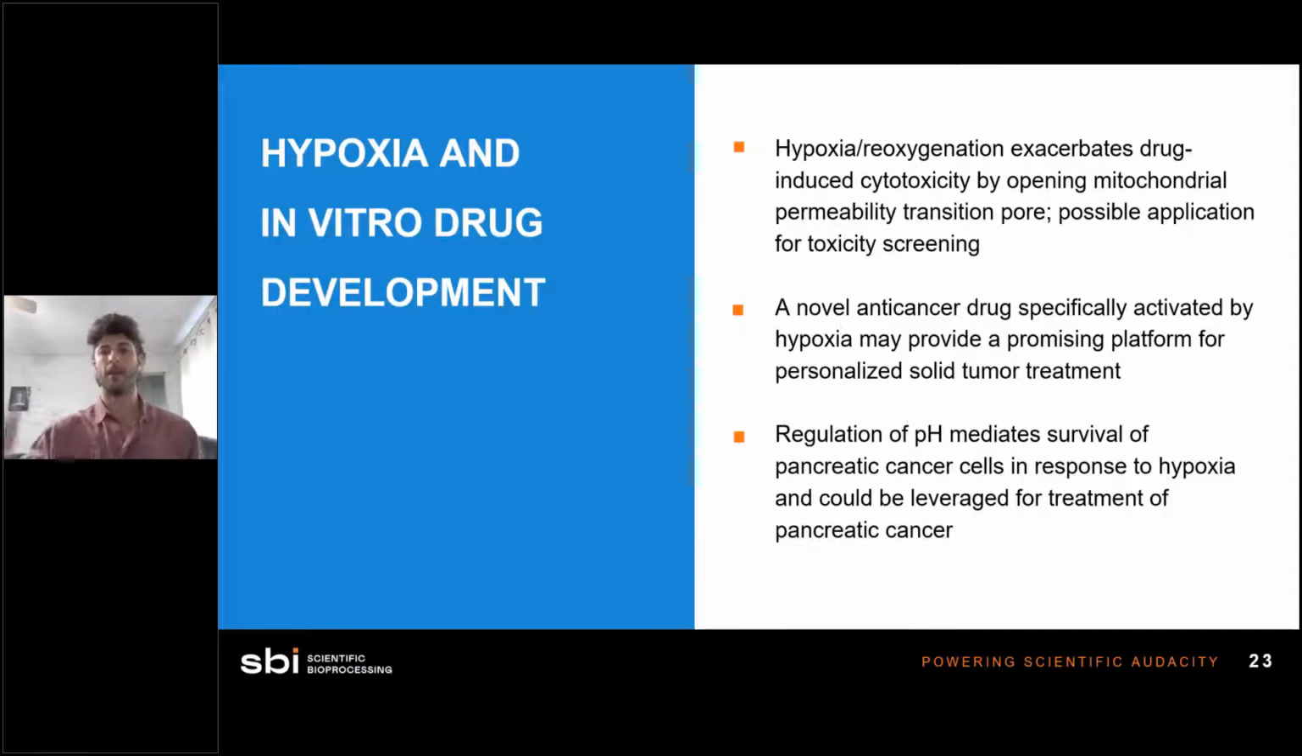And then there's another study showing that regulating the pH in conjunction with hypoxia could be a way to fight pancreatic cancer. So it's really, really important to know what's happening with your oxygen and your pH during these drug development stages, so that you don't end up wasting your time, and so that you can see the effects that the drug will eventually have, and some of the potential that it could have as well, by measuring these parameters.